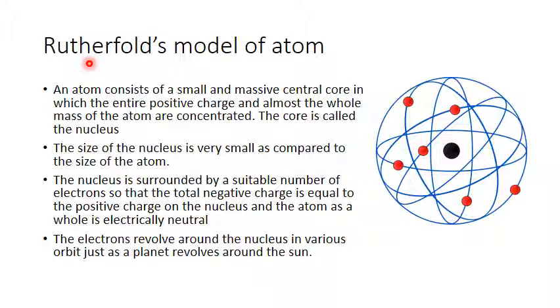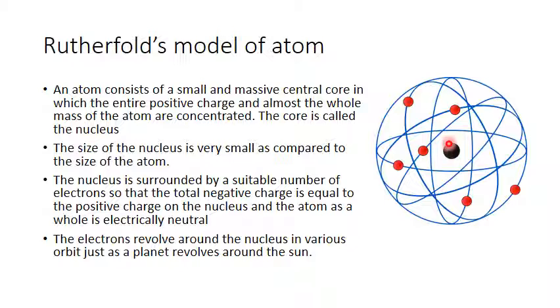So based on the observations and the results which we have discussed so far, Rutherford proposed his model of the atom. According to his model, an atom consists of a small and massive central core in which the entire positive charge and almost the whole mass of the atom are concentrated. The core is called the nucleus.